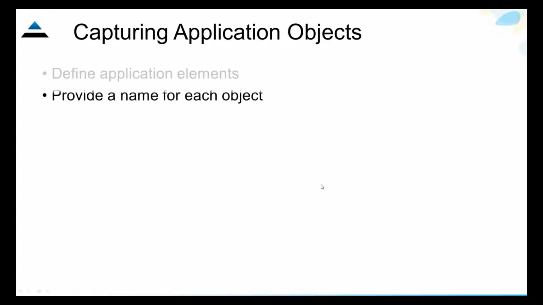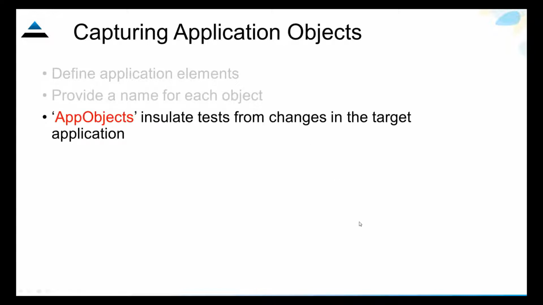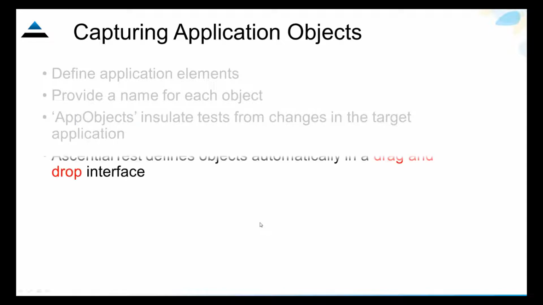I'm going to talk about capturing application objects. In this process, we're defining all the application elements in an application. Elements like text fields and push buttons and radio lists. In this process, we provide a name for each one of those objects. We do that because we want these objects to insulate the test from changes in the target application.